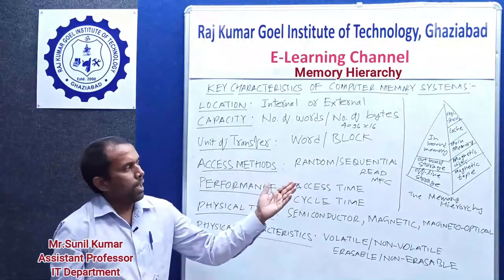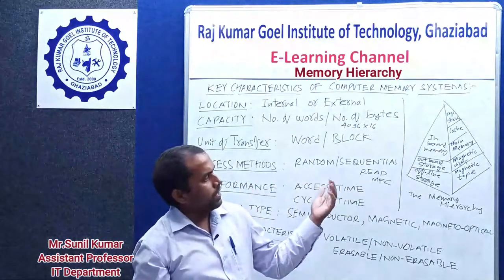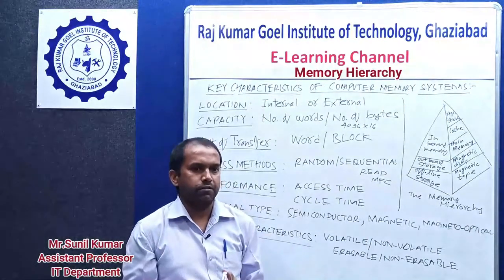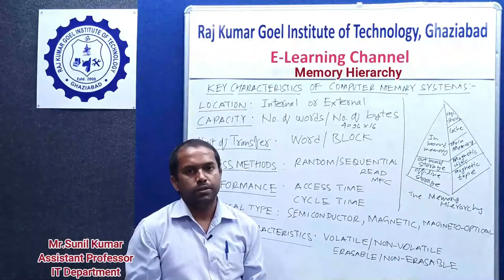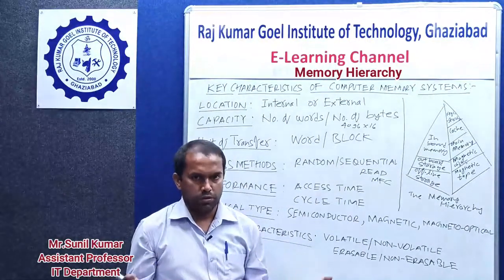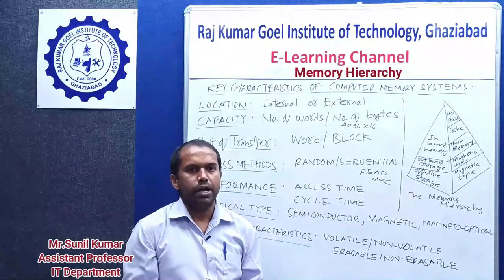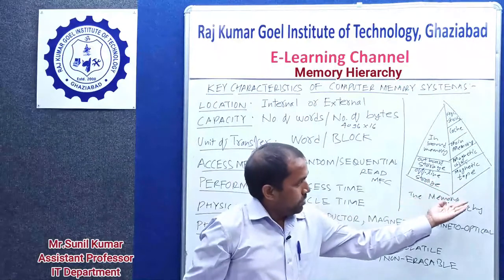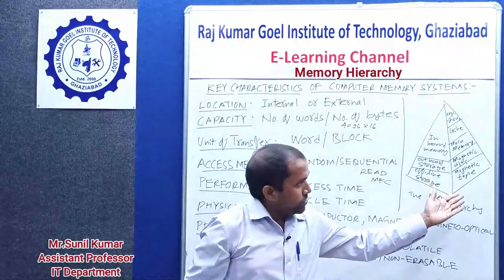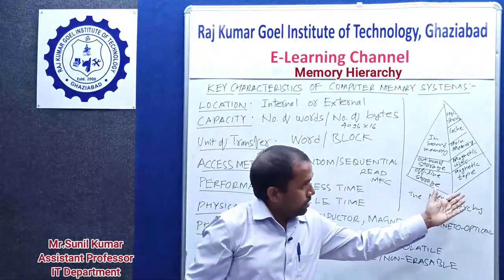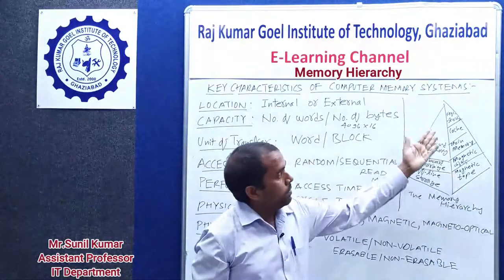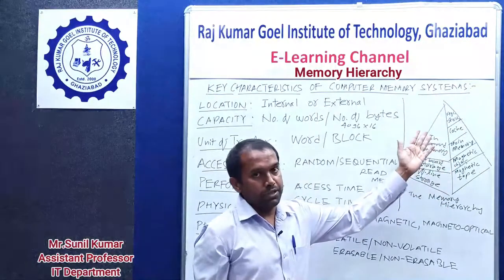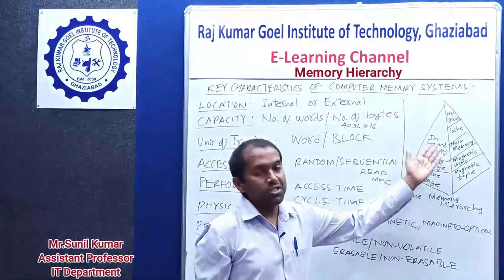Next one is the memory hierarchy, and this memory hierarchy is made by three characteristics. One is capacity of the memory, another is access time, and third one is cost of the memory. When we proceed from down to up, then size decreases, access time decreases, but cost increases.